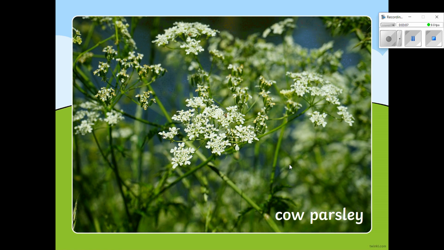Fantastic, well done. You might describe this flower by saying it's got lots of tiny white petals. You see how small the little white petals are. And again, it looks to be quite on quite a tall stem. And if you look at this one here, look, there's one tall stem with lots of flowers coming off of it. It's a very pretty flower.